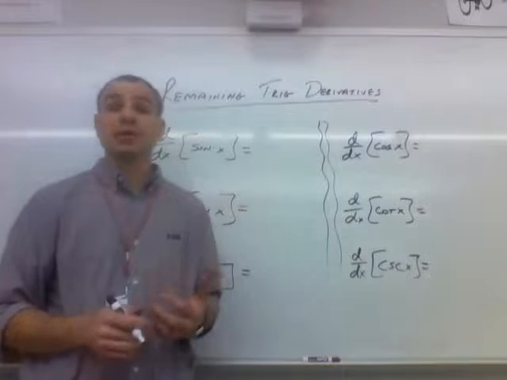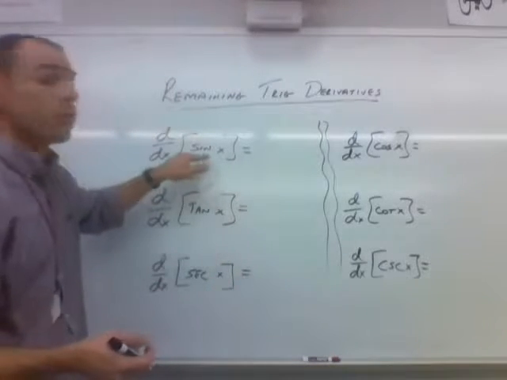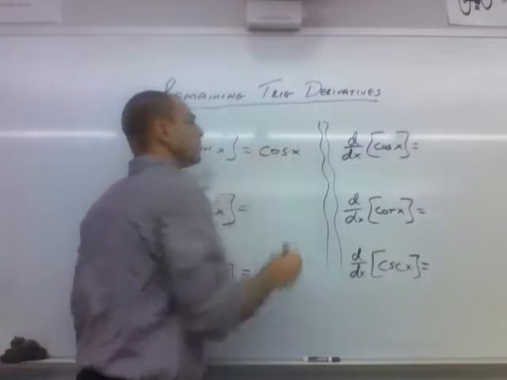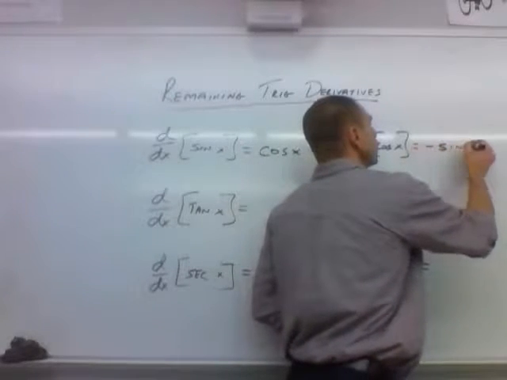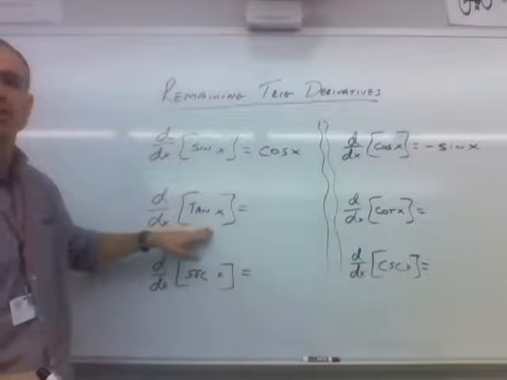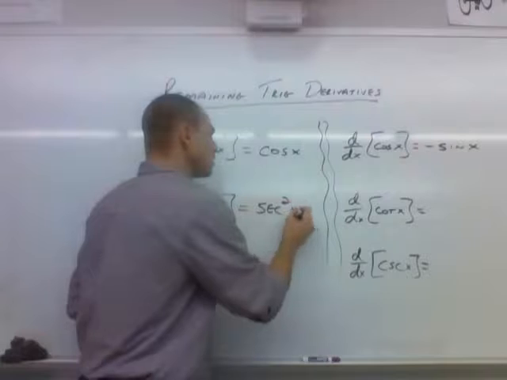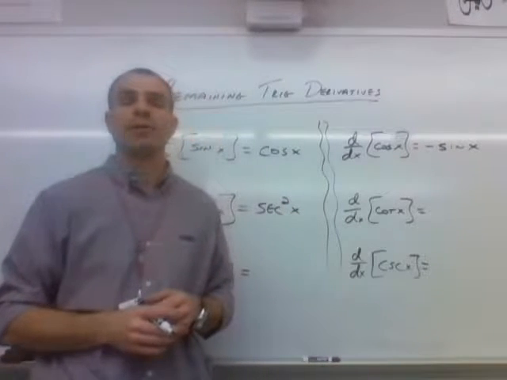So we've got 3 trig derivatives down already. That means we've got 3 to go of the 6 trig functions. We've already discussed how the derivative of sine of x is cosine of x, and the derivative of cosine of x is the opposite of the sine of x. We've also shown the proof of the derivative of tangent of x being secant squared x. Those are the 3 that we know so far.